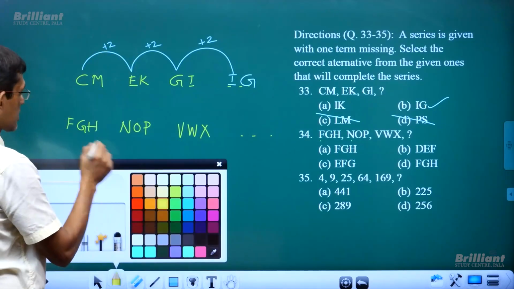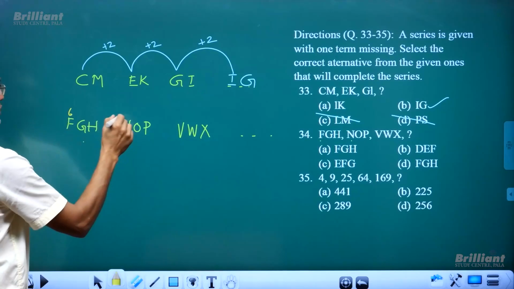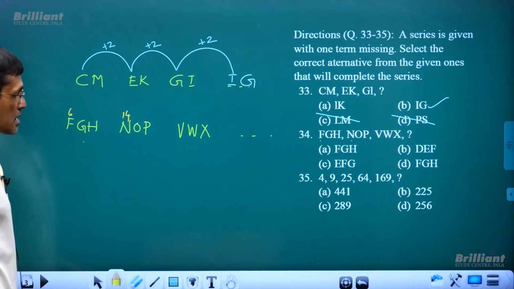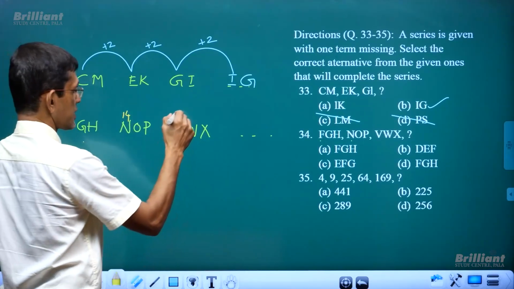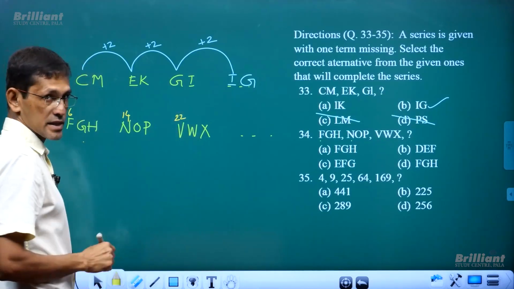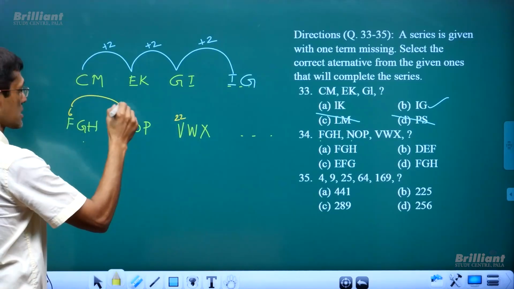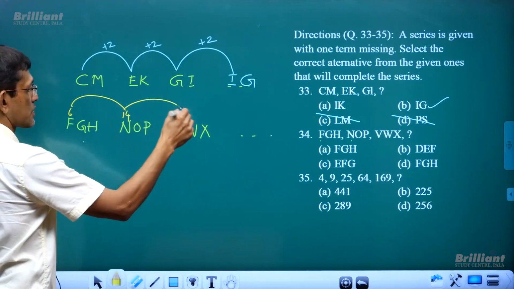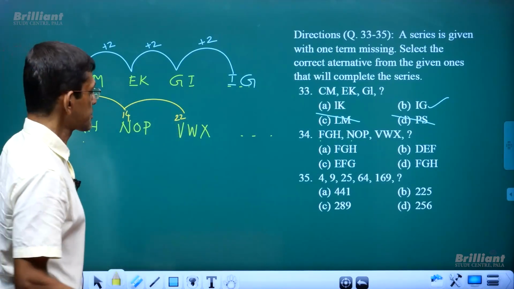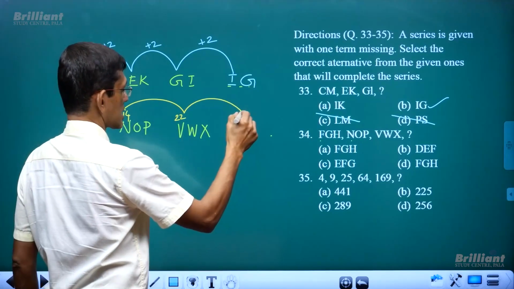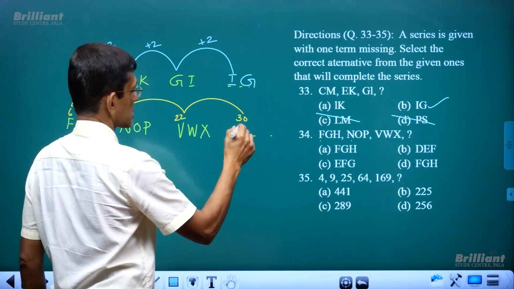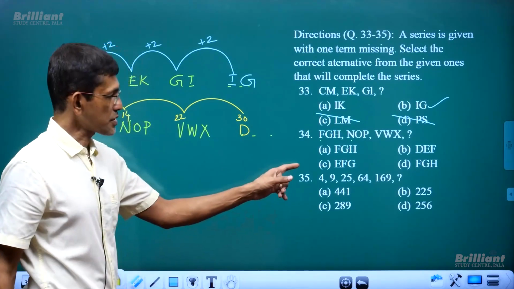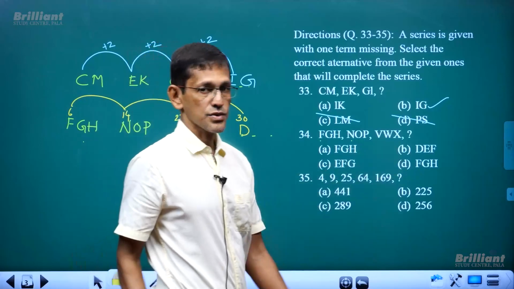So what do we get? Let's check it out. F is 6, N is 14, so the difference is 8. N is 14 and V is 22, so that's again 8. So 6 plus 8 is 14, 14 plus 8 is 22, 22 plus 8 is 30. So the 30th letter is what? D. So how many answer choices are starting from D? Only one answer choice.